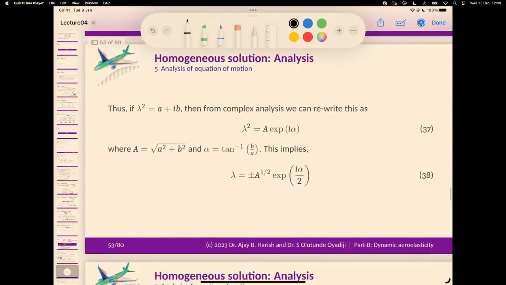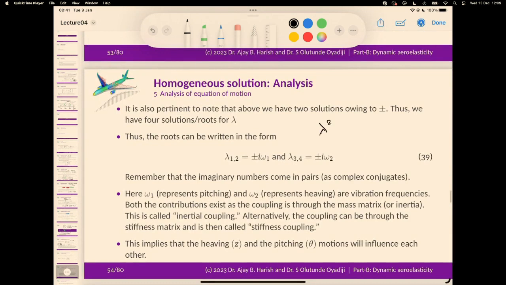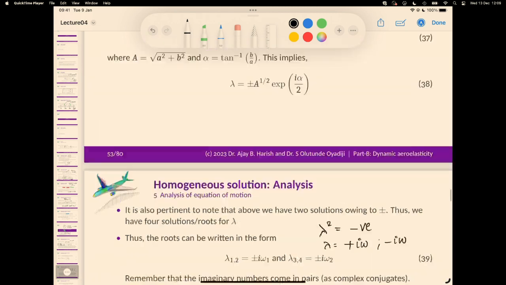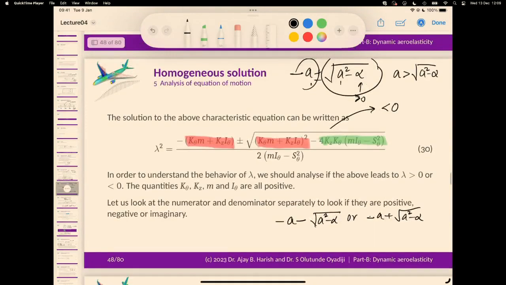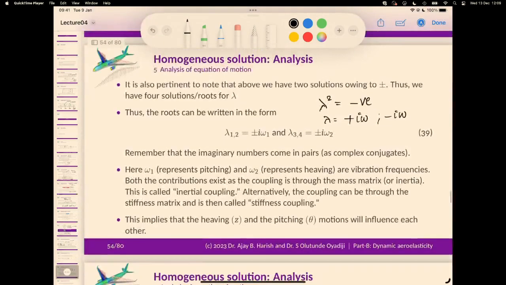Okay, so now we had lambda squared as some negative number, which means I can write lambda equal to plus i omega and minus i omega. Exactly. And if you remember our equation for lambda, we have a plus or minus here. So if lambda squared is equal to A plus B, and lambda squared is also equal to A minus B, which means lambda can be the square root of A plus B, or lambda can be the square root of A minus B. Again, you would have a plus or minus here.